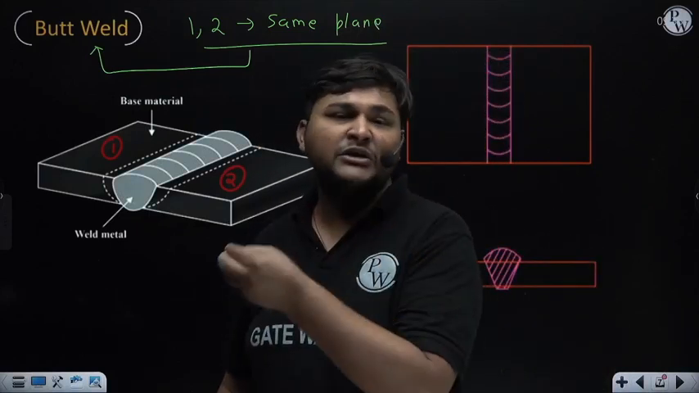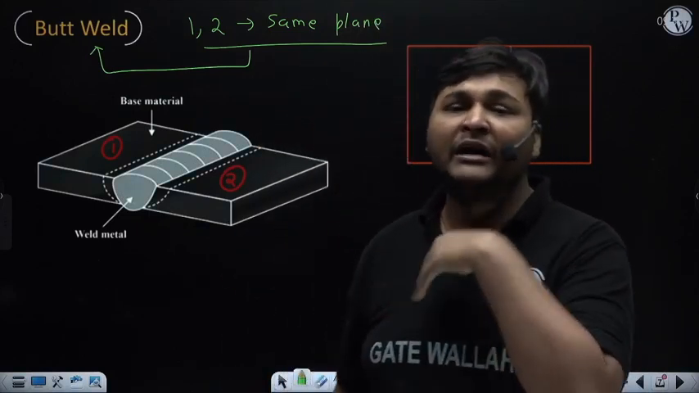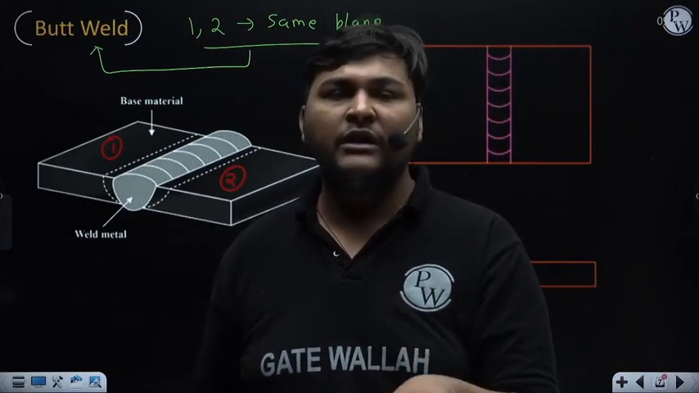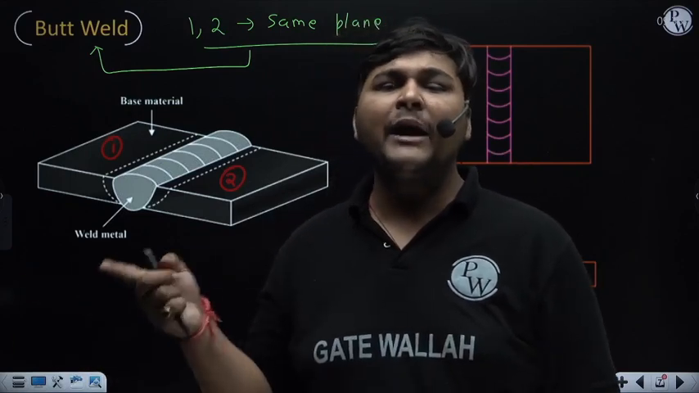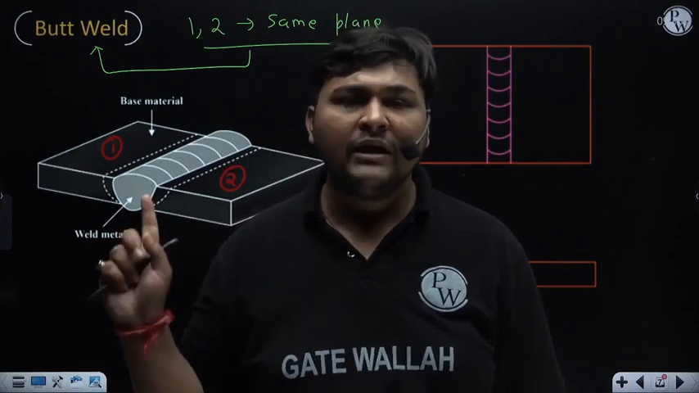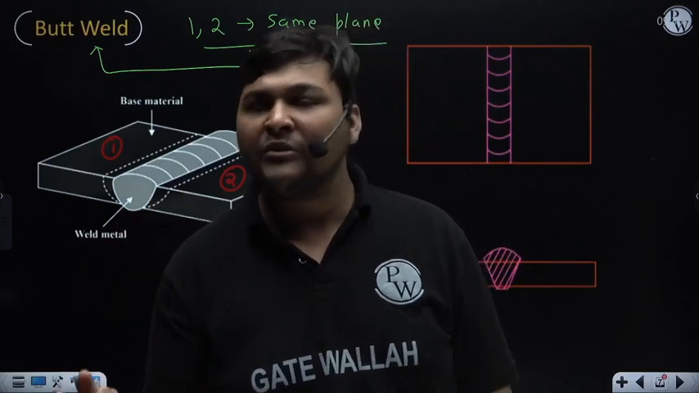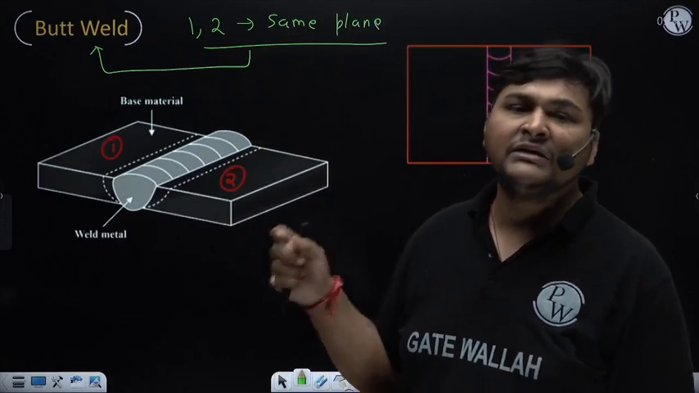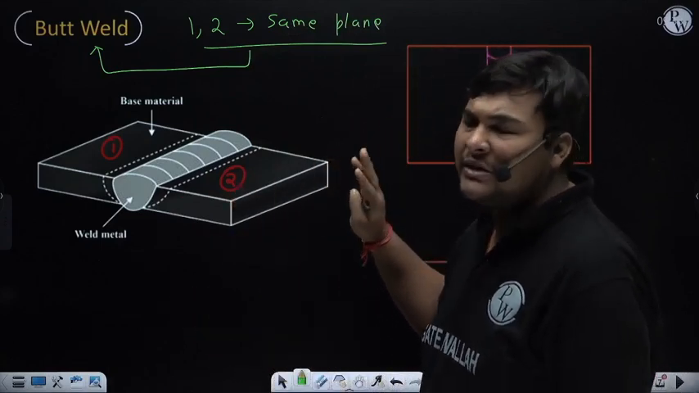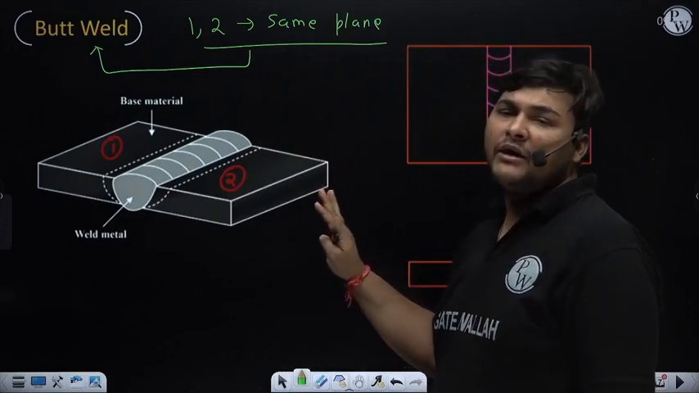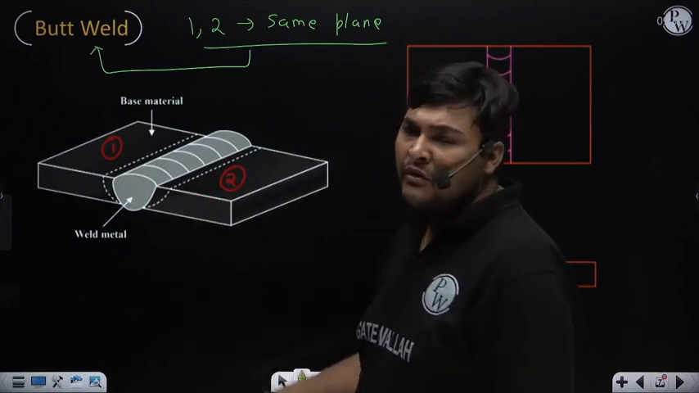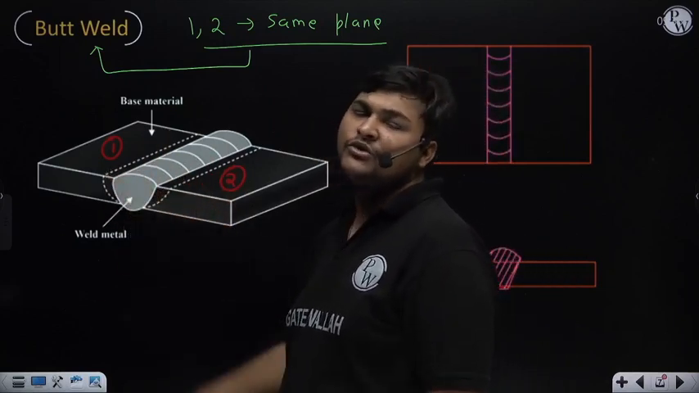Simple. In the next chapter we will study riveted joints. In that also I will explain the butt riveted joint. The definition is the same. If 1 and 2 are kept in the same plane, that joint is a butt joint. And if we are using a weld, that butt joint is known as a butt weld joint. If we are using rivets, then that joint will be known as a butt riveted joint. But that we'll discuss in the next chapter. Today we are discussing butt weld. So we have kept 1 and 2 in the same plane and welded these two plates together, then this weld is known as a butt weld.